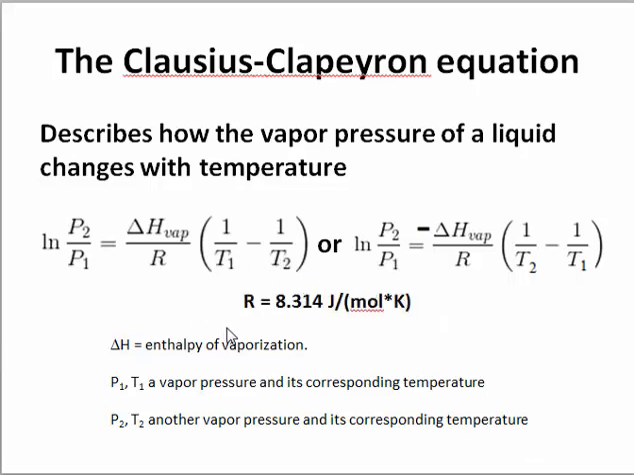The R that appears here is particularly interesting. It is the same as the R in PV equals nRT. In other words, it's the gas constant, but here has units of joules per mole Kelvin. You'll notice that this is a different value of R from the one you've seen previously numerically. It will appear here in the Clausius-Clapeyron equation and at other points in this course.